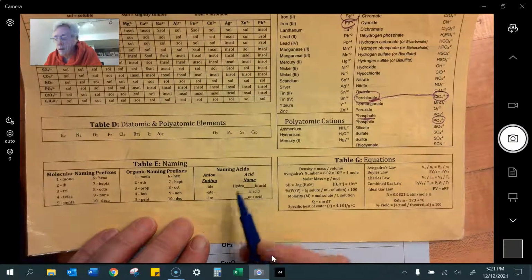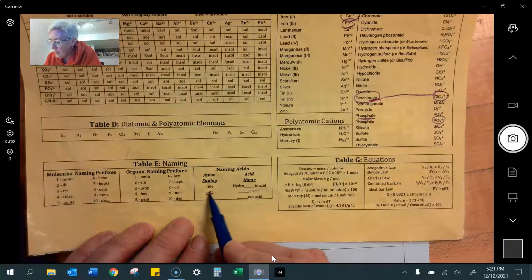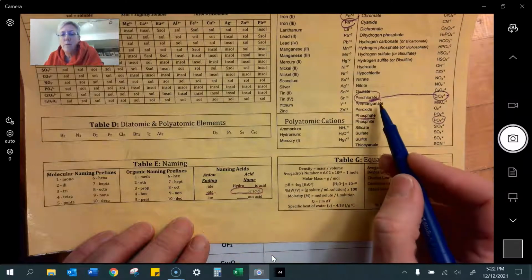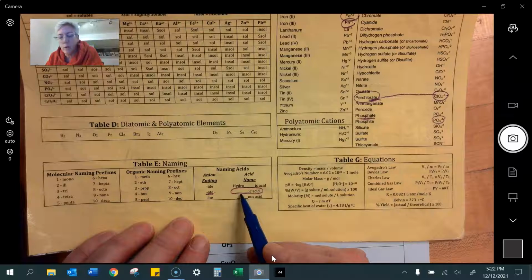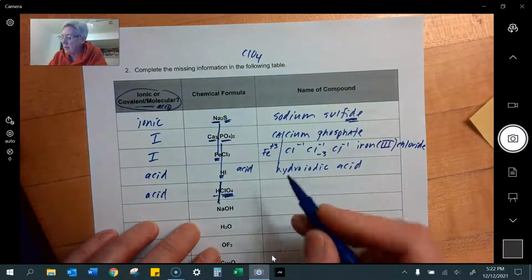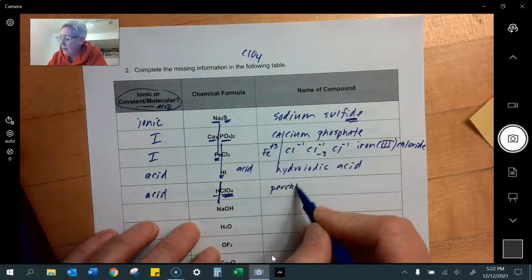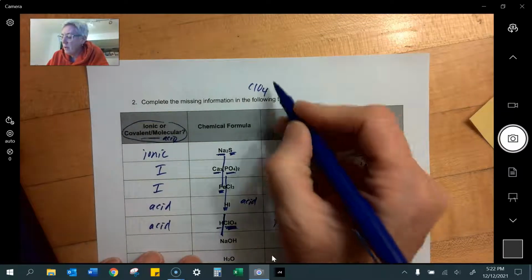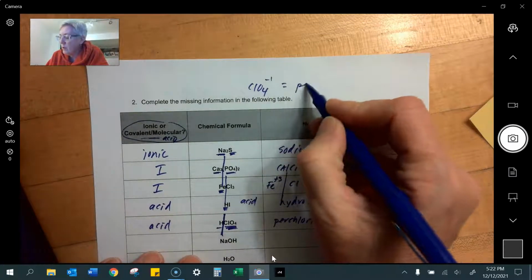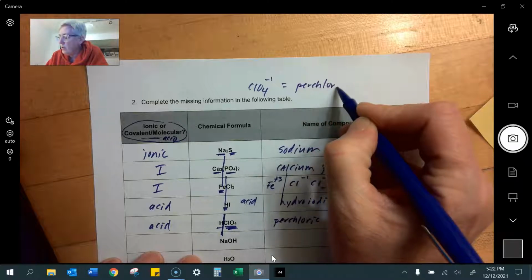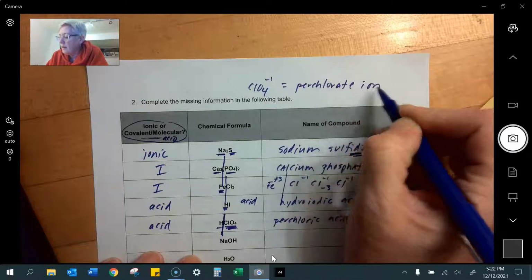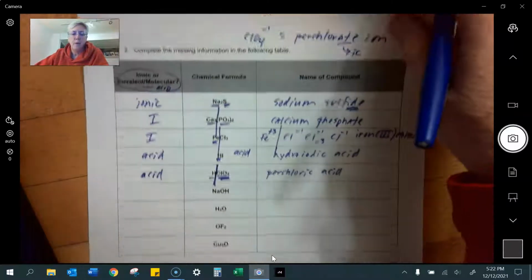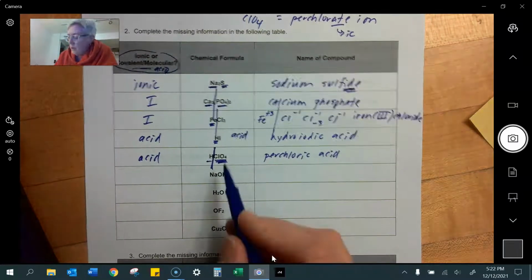Then you look over here. Polyatomic ions that end in ATE, that acid becomes ic acid. So perchlorate becomes perchloric acid. So perchloric acid, because ClO4 minus 1 equals perchlorate ion. ATE becomes IC. Ic, I ate it.